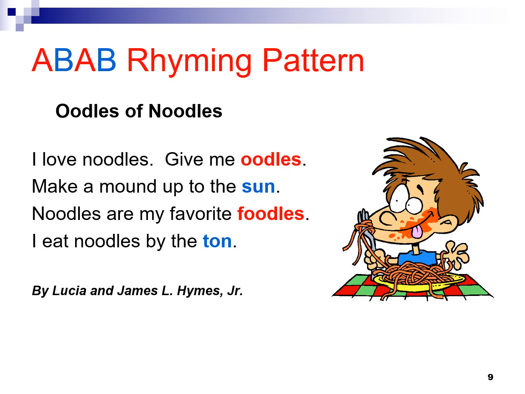Next, I love noodles. Give me oodles. So oodles, first sound, label it with A. Next line, make a move up to the sun. Okay, sun does not rhyme with oodles anymore, so we label it with the next letter of the alphabet, letter B. The next, noodles are my favorite foodles. It rhymes with the first line, so we label it with A. And then the next line rhymes with the second line, sun, so we label it with B.